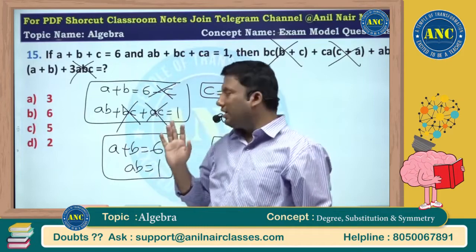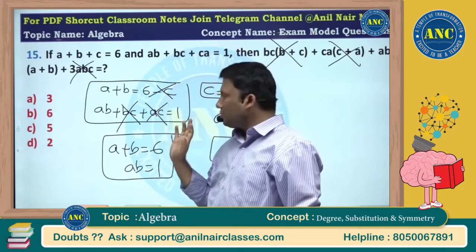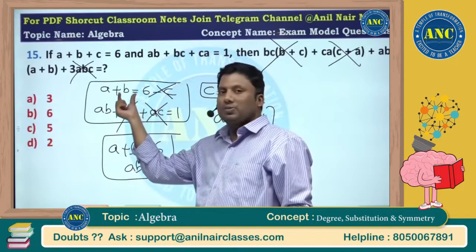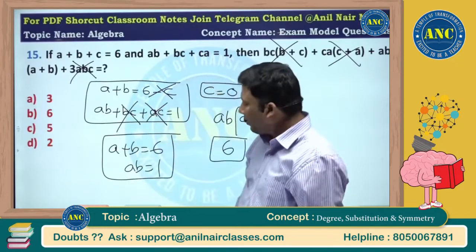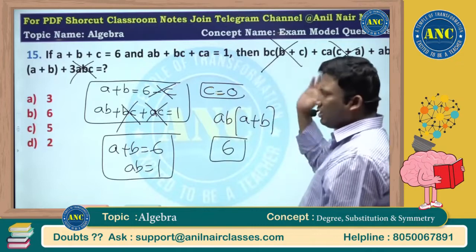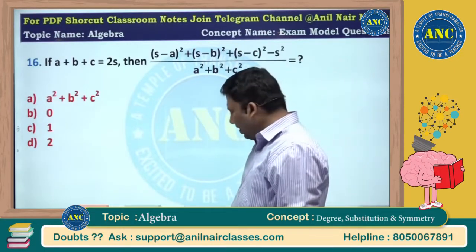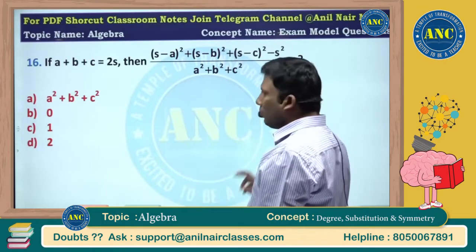Make the dependent variable 0. C value 0. If C is 0, this is 0, this is 0. A plus B will become 6, AB will become 1. Substitute it wherever C is there, it is 0. Simple question, direct answer you will get. Again, it is an original exam model question.